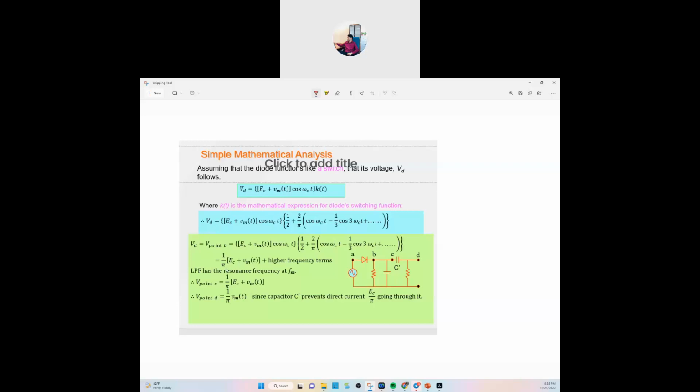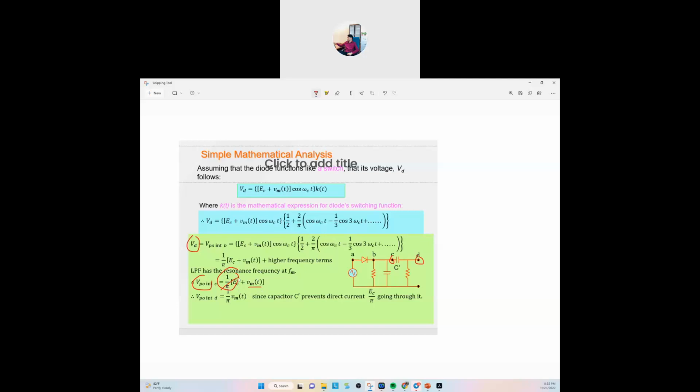So here is V after the diodes, and this V.C is after the low pass filter, and the next one, D, is the voltage after the DC blocker. So C is before the DC blocker, so you have 1 over pi (EC plus VMT). This one is definitely not direct current, this one has a shape. This one is obviously a number, because EC is just a number. For example, 5, so it will be 5 over pi.